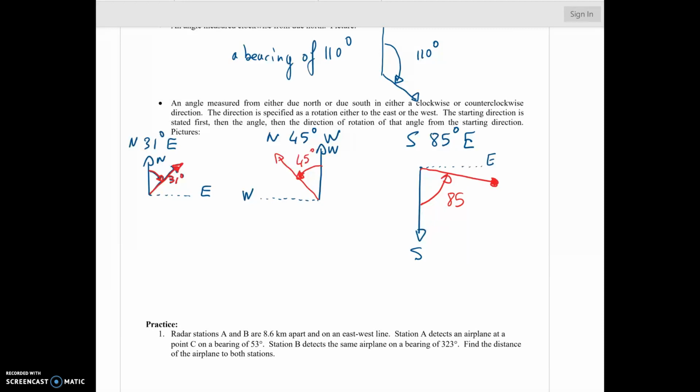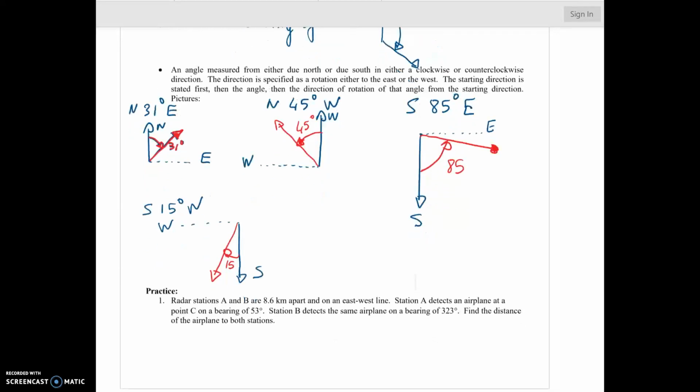If I look at another one, let's say south 15 degree west. West, this is south. 15 degrees west, 15 degrees south, 15 degrees west.